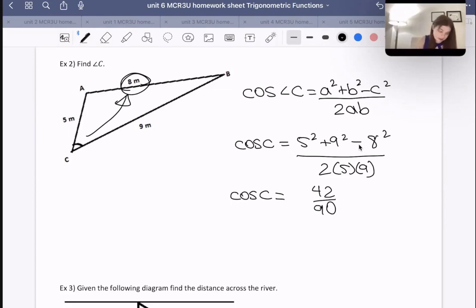And so now I'm going to use second function cosine, right? We want the inverse cosine in order to give us C. So the inverse cosine of 42 divided by 90 is 62.18, which I'm just going to round to the nearest degree and say that it's 62 degrees. And you know what? That seems quite reasonable, that this might be about 62 degrees. So I am happy with that. That sounds good. All right.